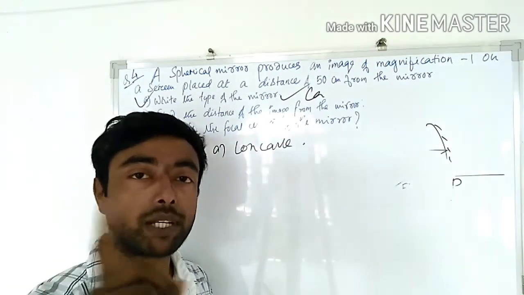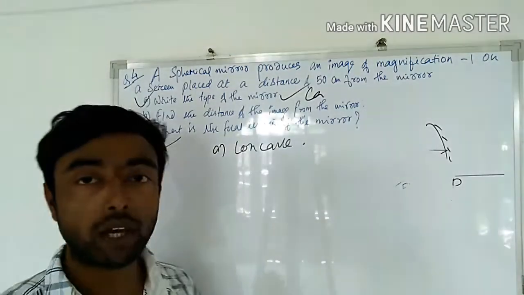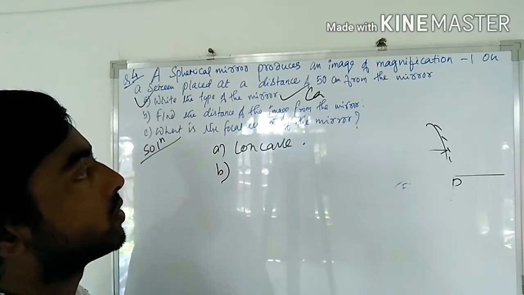Clear? Convex mirror कभी real image नहीं form करता है. So what mirror it is? It should be concave. Understood? Number B, find the distance of the image from the mirror.